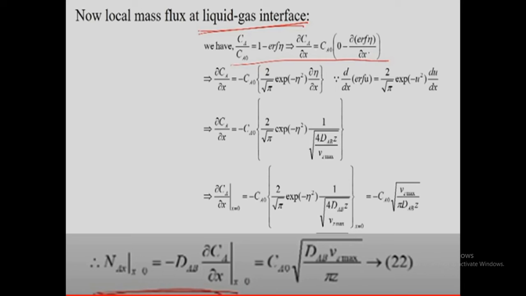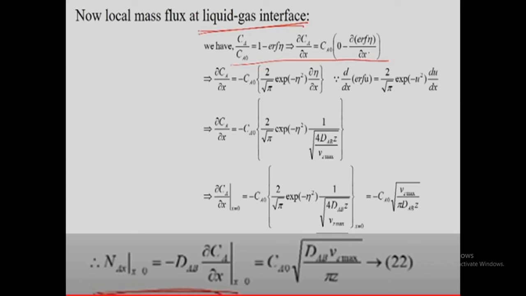So now come to the point, the flux value. Flux is N_Ax at x equal to 0. Here N_Ax means minus D_AB into dou C_A by dou x at x equal to 0. So this is Fick's law of diffusion. So what is dou C_A by dou x at x equal to 0? Already the minus value is in this expression. Fick's law: minus into minus gives plus, C_A0 into root of D_AB v_z,max divided by pi z.